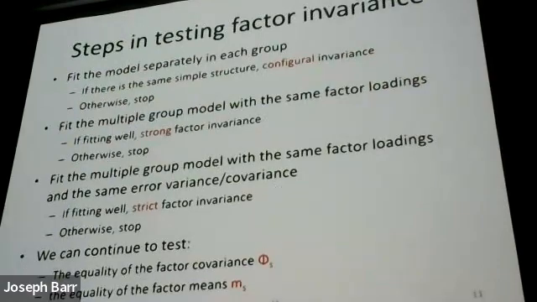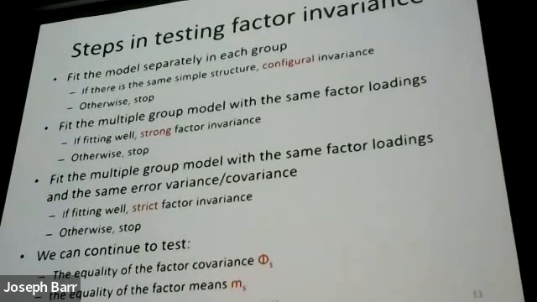So first step, fit the model separately. Again, we're using a male and female example. Run the model for female, run the model for male, and then look at the lambda matrix. Check the signs, and also check the zero elements. If they are the same, then they share the same simple structure. Then we have configural invariance. That's the first pass done. If it's not the same, just stop. You are not qualified to continue to the second model.